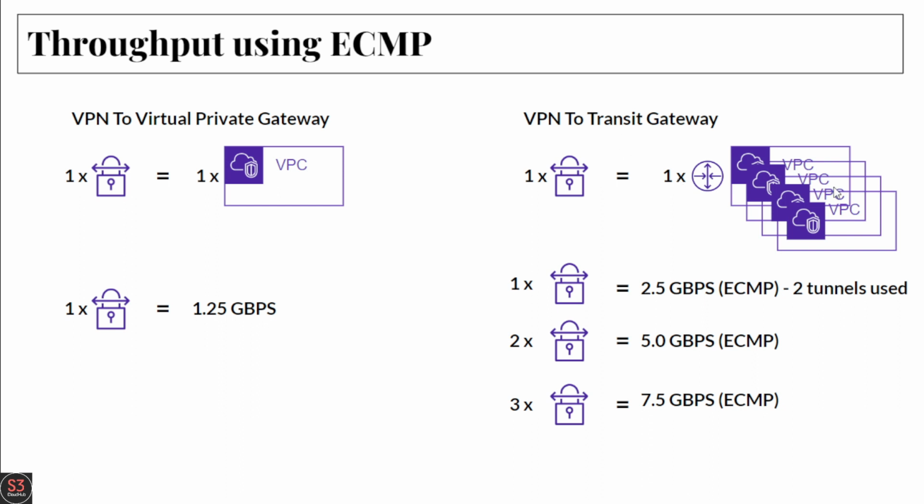Right, we can connect thousands of VPCs through the transit gateway, and the capacity of it is 2.5 Gbps as we use the ECMP. So both the tunnels are used in the transit gateway, and if we double the VPN connection, then the capacity would be doubled, so it would be 5 Gbps. And if we have 3 VPN connections, then the capacity would be 7.5 Gbps. So of course transit gateways are better than virtual private gateway, as they give more throughput and we can connect thousands of VPCs through the transit gateway.